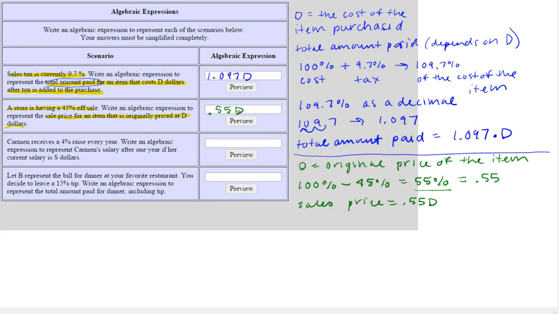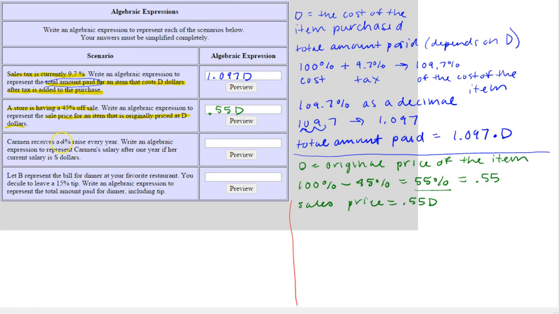Okay. So let's stop for a second and think about patterns. So here we were adding on 9.7%, so we paid 109.7% for the cost. 109.7% as a decimal is 1.097D. Here we took away, because it was 45% off, we took away 45% of the cost, which leaves 55% of the cost. Then we took 55% written as a decimal and multiplied it by the original price, D. We have two more. Let's look at the next one.